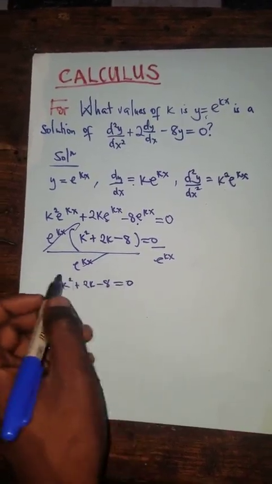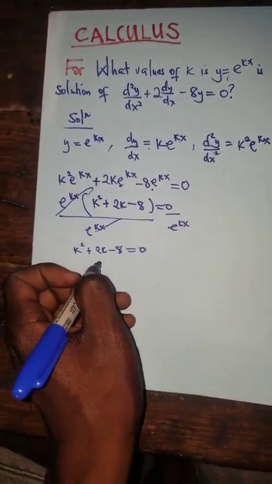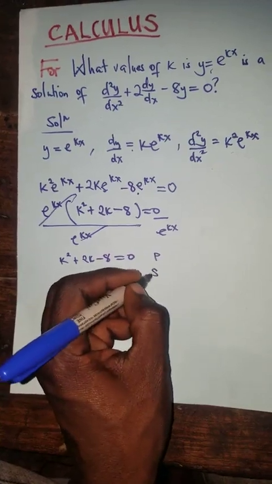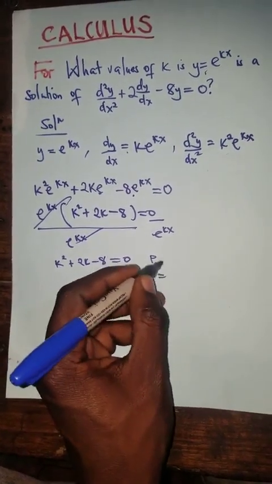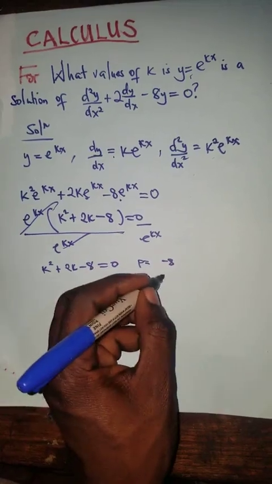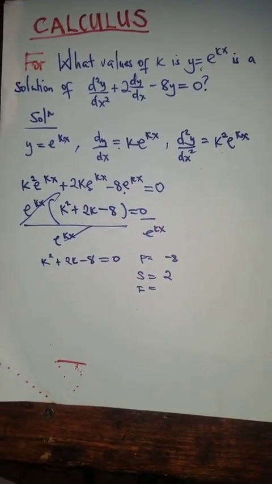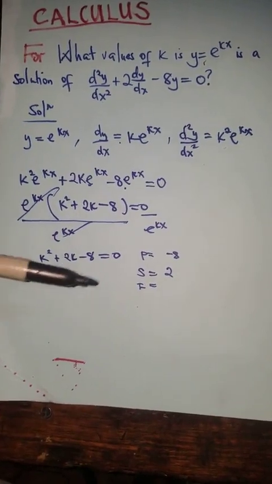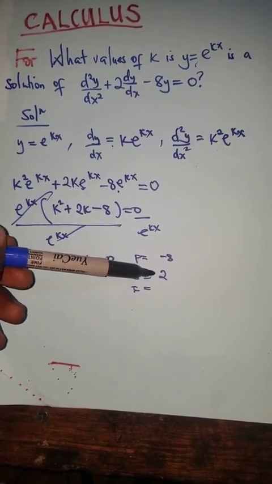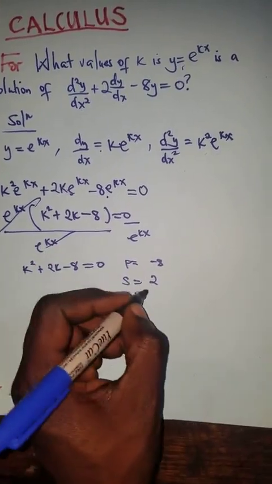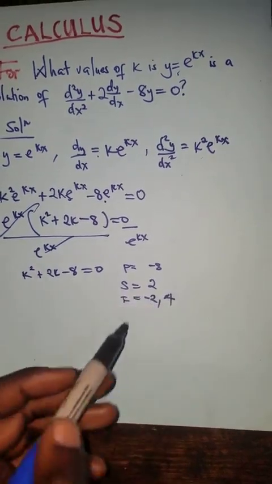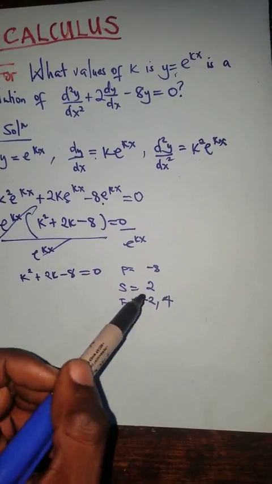Now this that you see is a quadratic equation, and we need to find k. We use the factorization method, finding the product, sum, and the factors. Our product is negative 8 and our sum is positive 2. We look for two numbers which multiply to give negative 8 and add to give positive 2. Those two numbers are negative 2 and positive 4. Negative 2 times 4 gives negative 8, and negative 2 plus 4 gives 2.